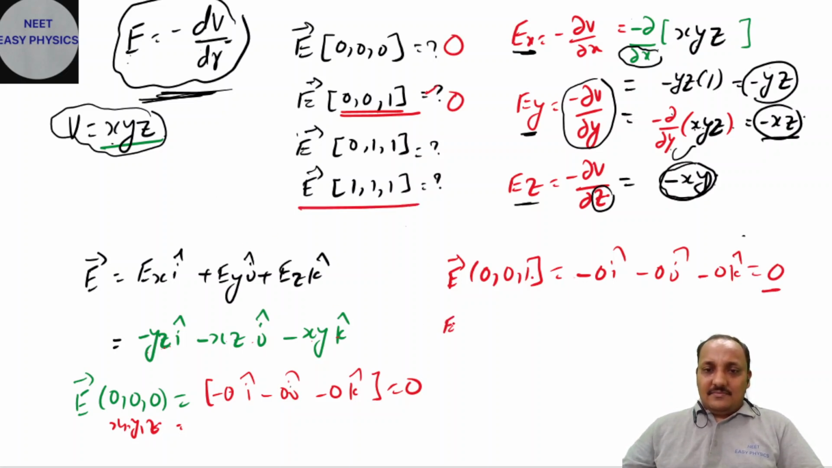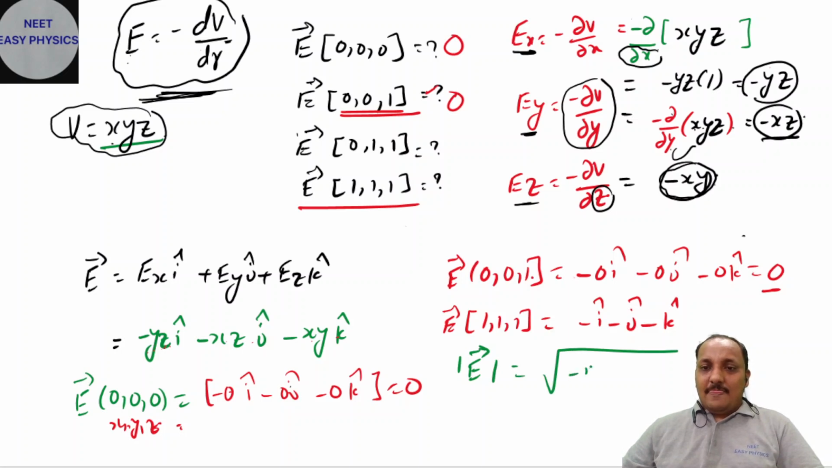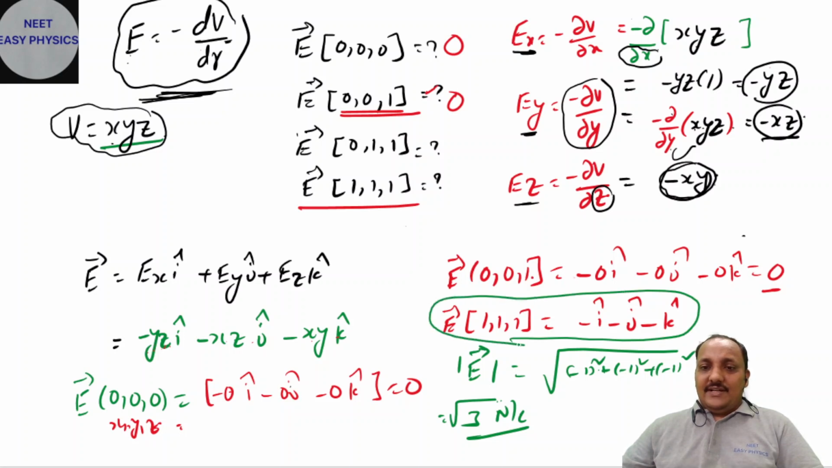Now see this last one, E bar at (1, 1, 1). Therefore what we have to write now? 1 into 1, so minus i cap, minus j cap, minus k cap. Sometimes they will ask what is the magnitude of electric field intensity. The magnitude is root of minus 1 square plus minus 1 square plus minus 1 square. Therefore you will get root 3 newton per coulomb. So this is the magnitude of electric field intensity. This is the simple one we did with xyz.